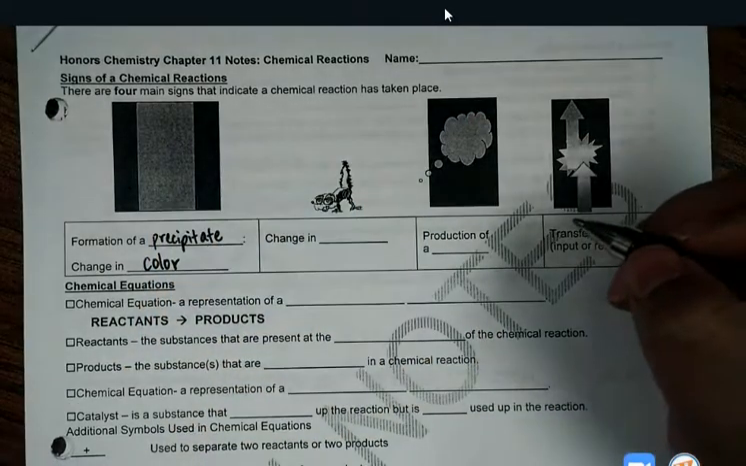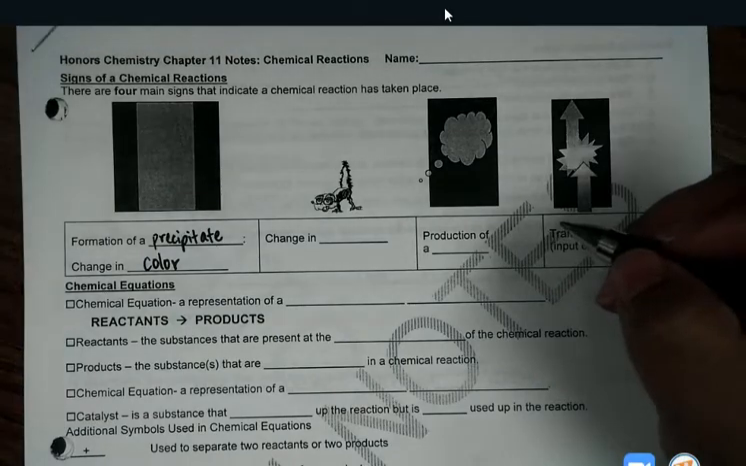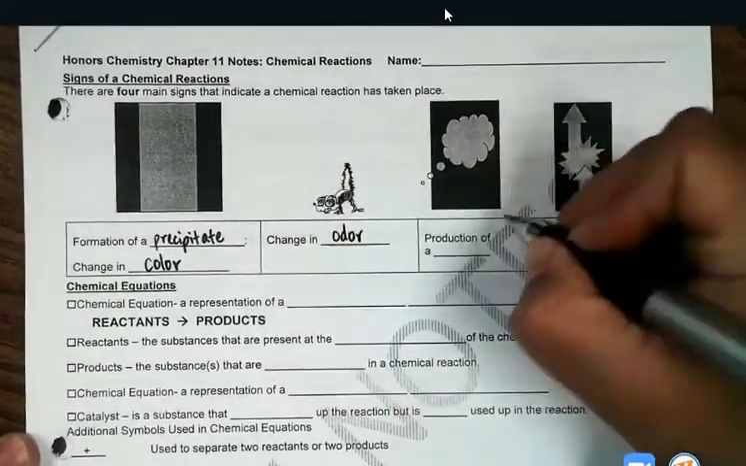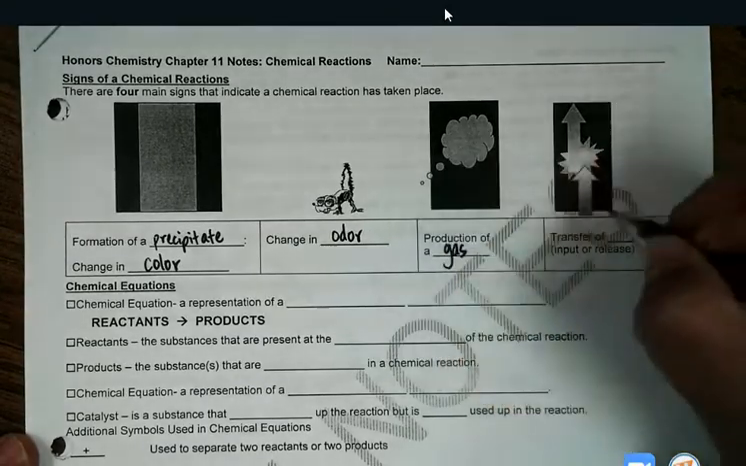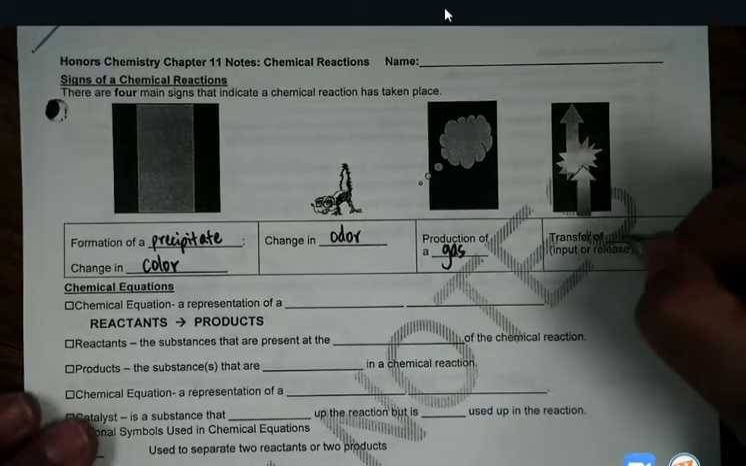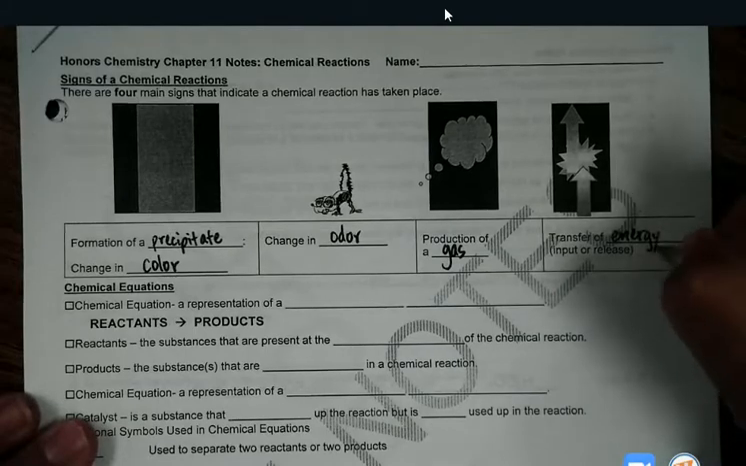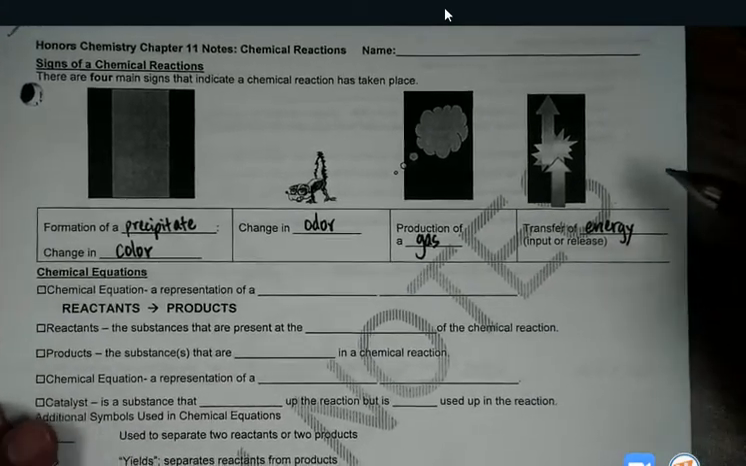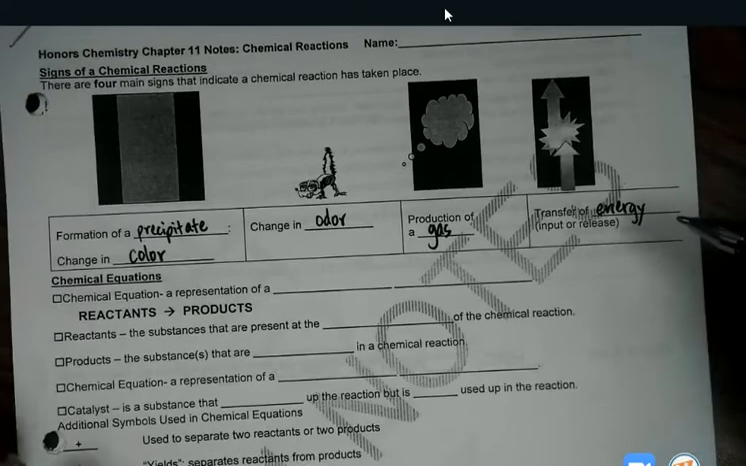You may also recognize that a chemical reaction has taken place if there's a change in odor, production of a gas, and transfer of energy. So input or release of light, right? Sound. Those are all things that we can look at.